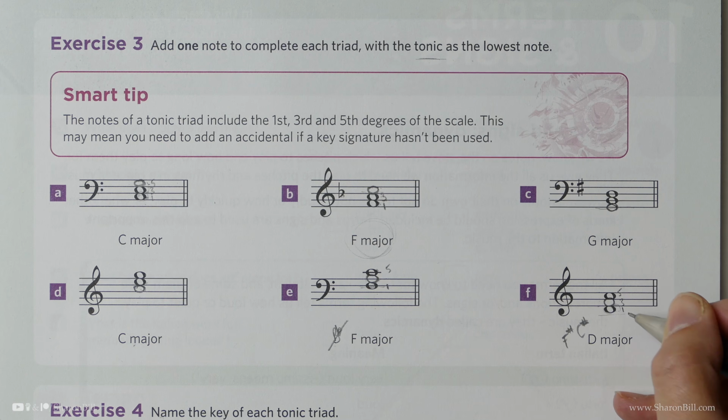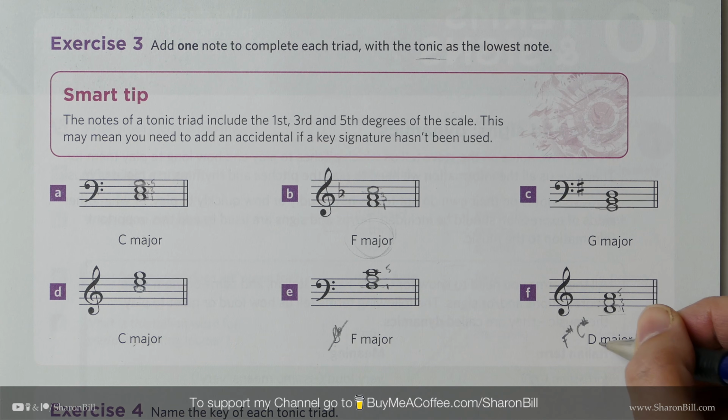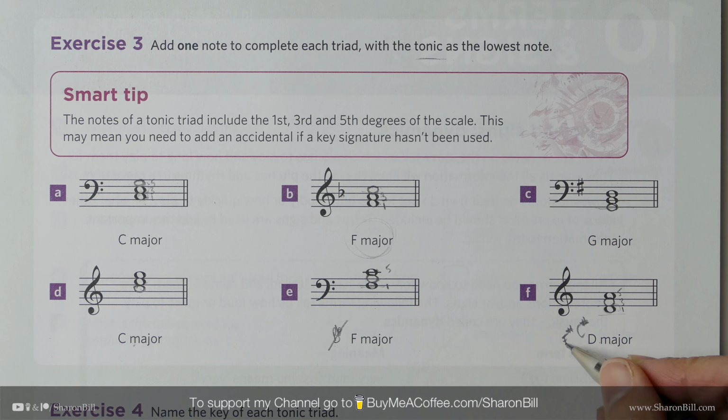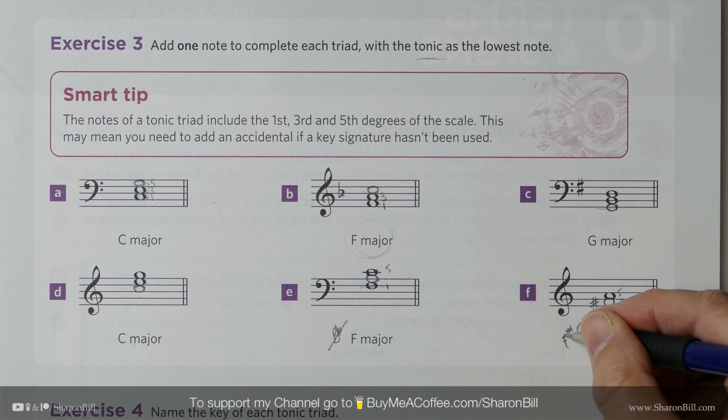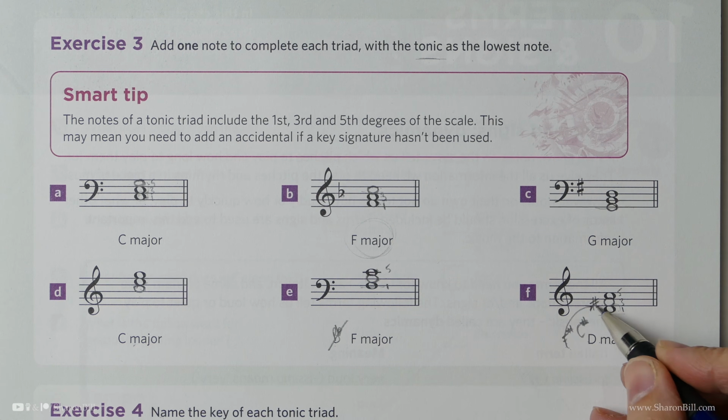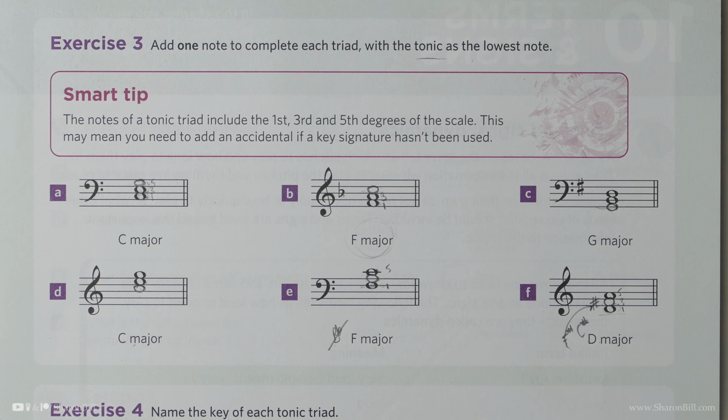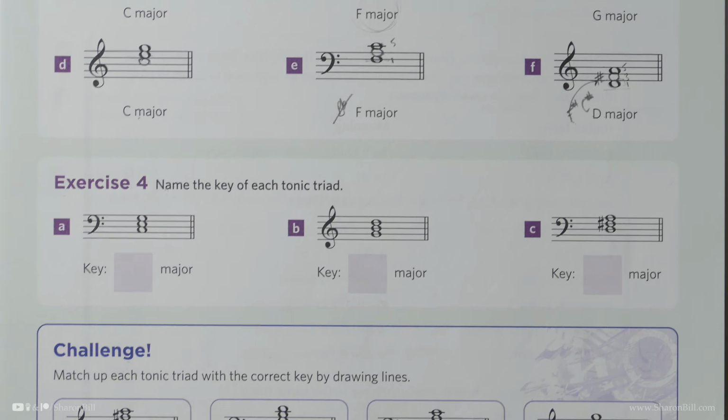The F is the third, but to make it D major, it's not quite ready yet because we need the F to be sharpened to show that the F sharp of the key signature is being applied as an accidental. Let's press on to exercise 4.